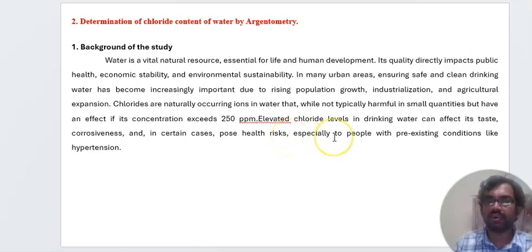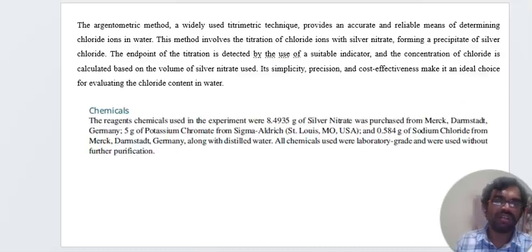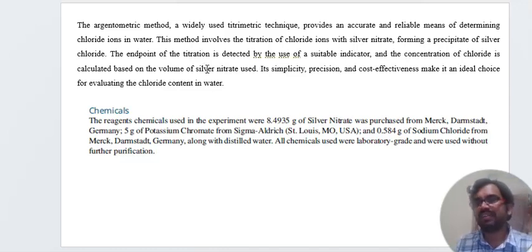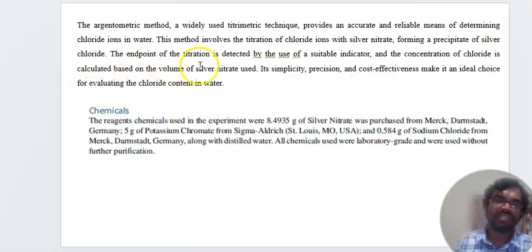Elevated chloride levels in drinking water can affect its taste or corrosiveness, and in certain cases pose a health risk, especially in people with pre-existing conditions like hypertension. Titrimetric methods are widely used and provide an accurate and reliable means of determining chloride ions in water. These methods involve the titration of chloride ion with silver nitrate, forming a precipitate of silver chloride. The end point of the titration is detected by using a suitable indicator.